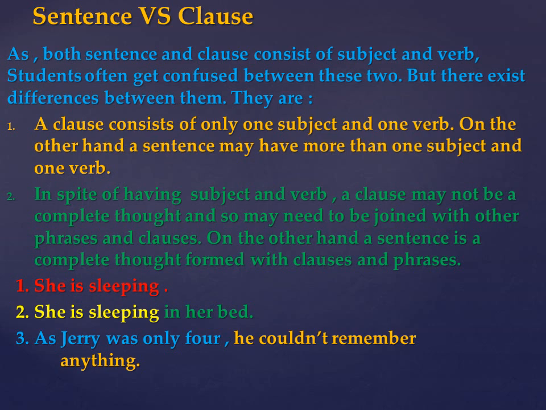Next one, as Jerry was only 4, he couldn't remember anything. So there are two clauses. Jerry was only 4: Jerry is the subject, was is verb. He couldn't remember anything is another clause. Both clauses join together to make one single sentence. So as Jerry was only 4, he couldn't remember anything is the full sentence, and the clauses inside the sentence are part of the sentence. I think it's clear to you now.